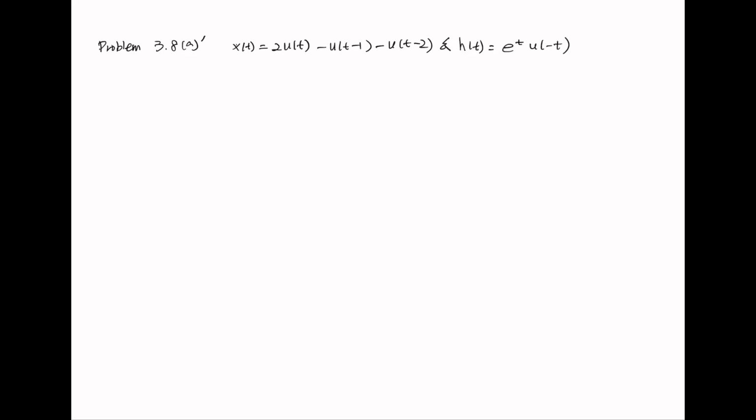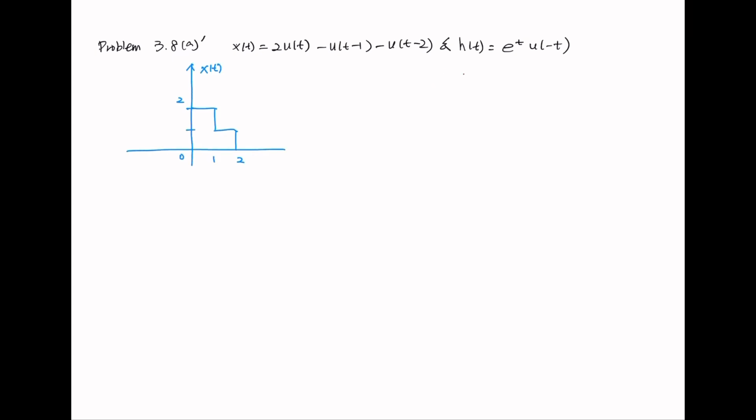Gonna work on problem 3.8a, but this time we're gonna switch x of t and h of t. The book gives you h of t as 2u of t minus u of t minus 1 minus u of t minus 2, but now we're gonna use that 2 times u of t minus 1 minus u of t minus 2 as x of t. We already sketched the 2 times u of t minus 1 minus u of t minus 2 in the previous example, and that is this.